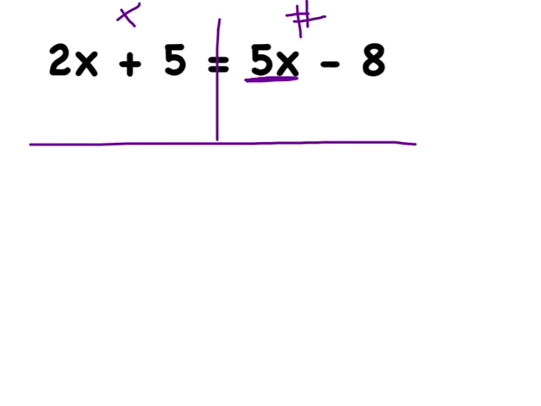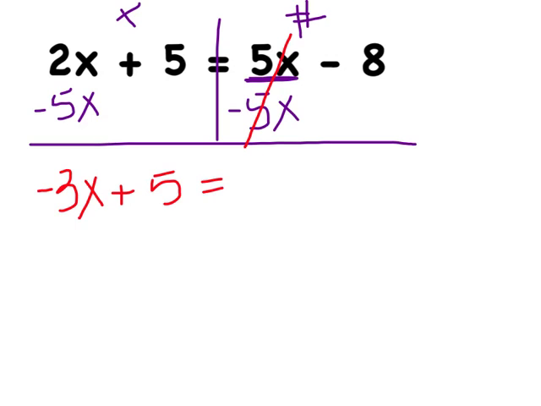So we have a 5x. We want to get rid of that because that's on our number side. So we're going to subtract 5x. And when we subtract 5x, those two cancel. 2x minus 5x is negative 3x. So we subtract and keep the sign of the larger number. Plus 5 equals negative 8.